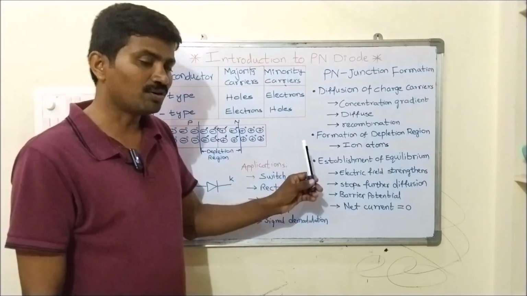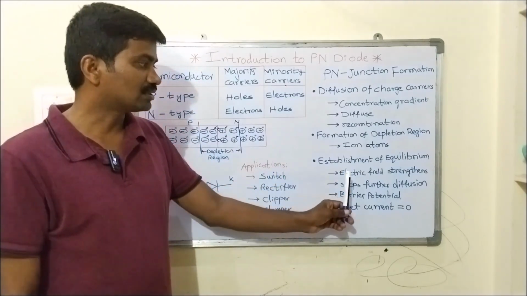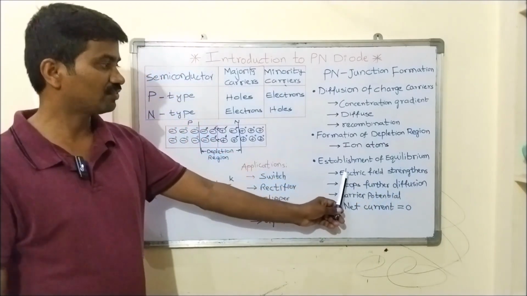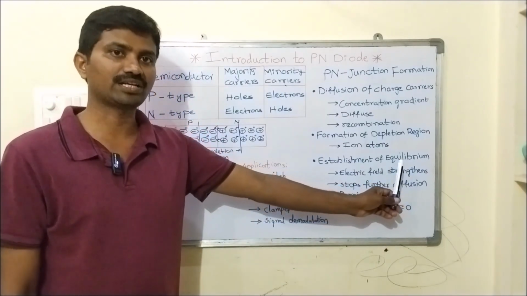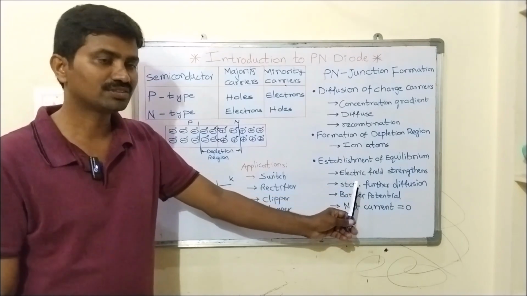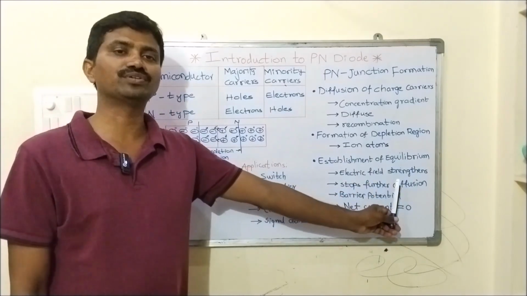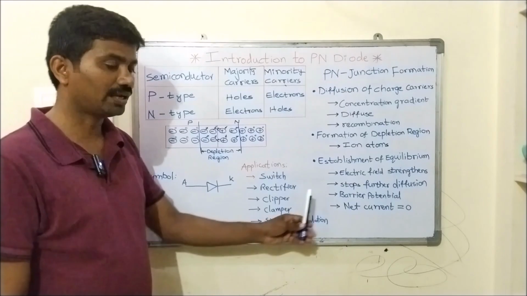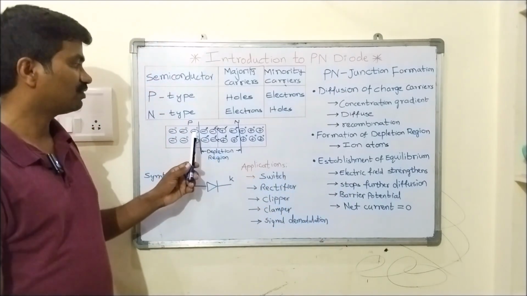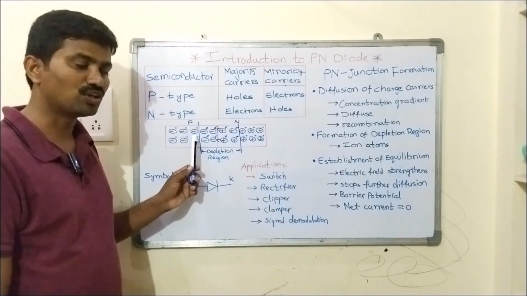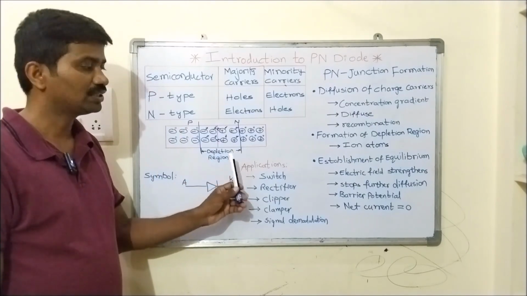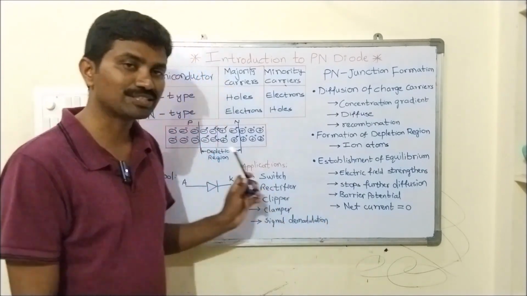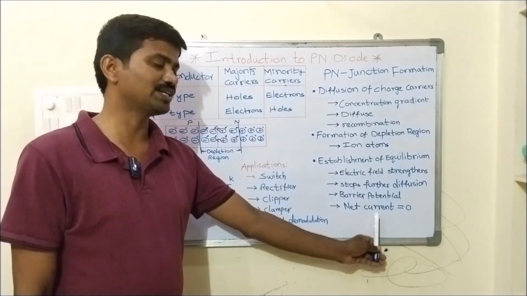Now, at one point, the further diffusion stops because the electric field strengthens. That electric field is high enough that it stops the further diffusion. And because no charge carriers are now moving through the junction, the current in this PN diode is zero.